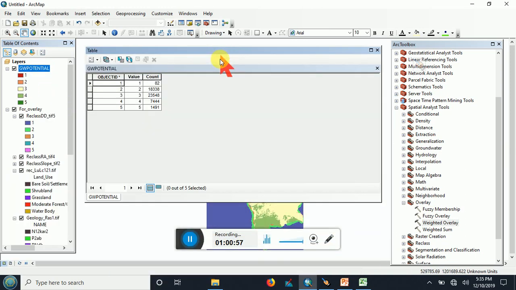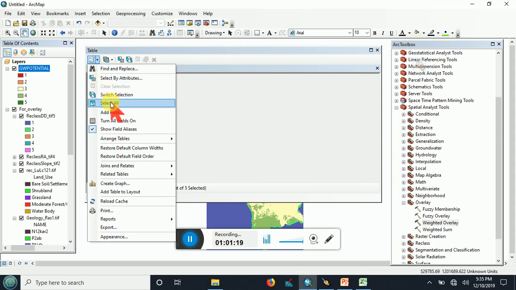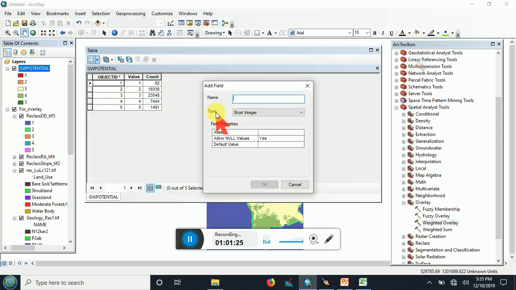In this attribute table, you can see that we have only the pixel count, but you need to have the area. So please add another field here. Go inside the table options, then add field, and write the name of this field: area in square kilometer.